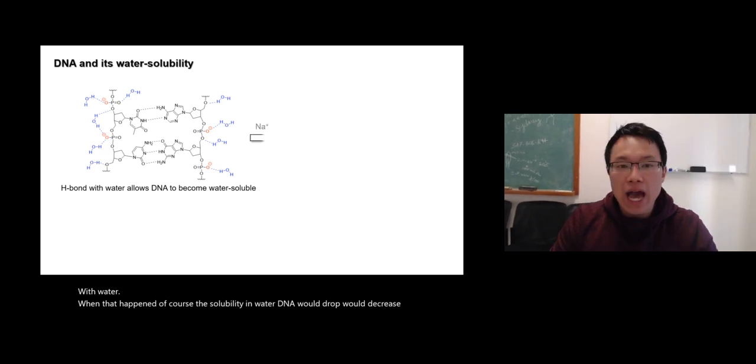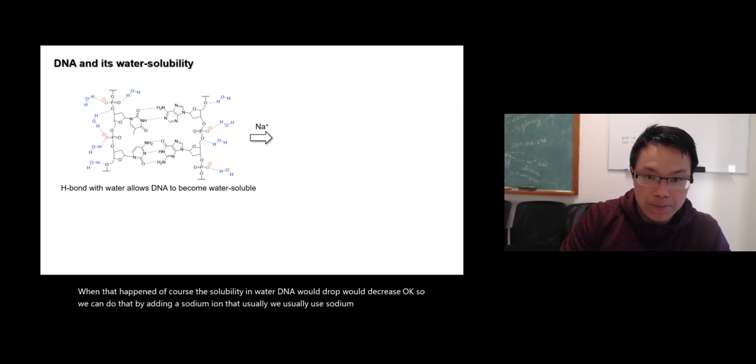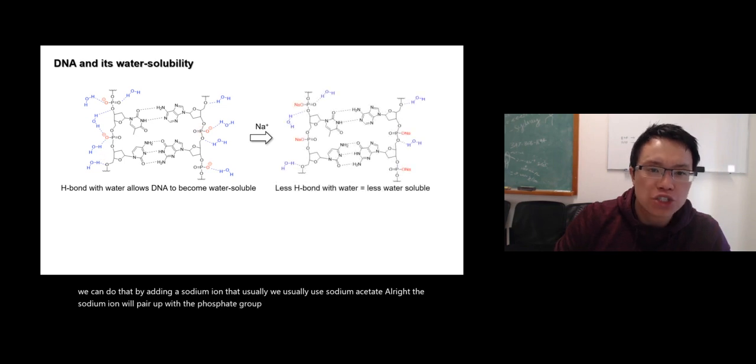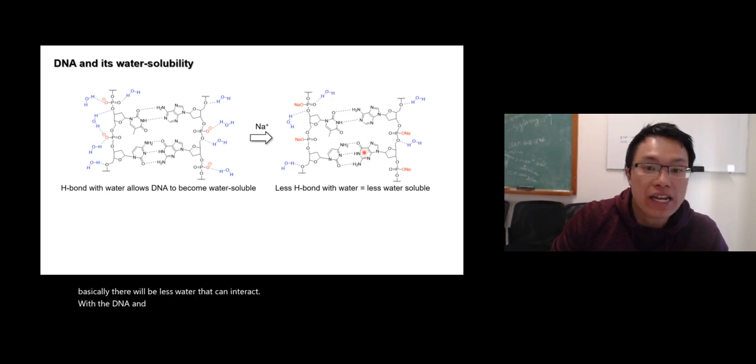Okay, so we can do that by adding a sodium ion. We usually use sodium acetate. All right, the sodium ion will pair up with the phosphate group and form a strong ionic bond. So basically, there'll be less water that can interact with the DNA, and this DNA becomes less water soluble.